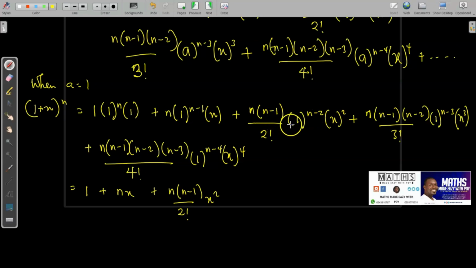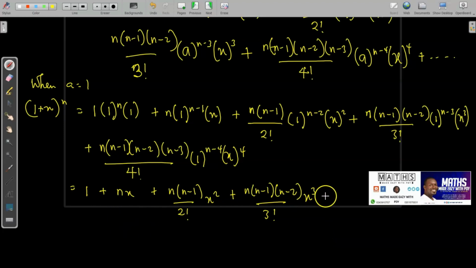Yes, sir. Then we come to this one. We're going to have it as the whole of this here is going to be 1 and x cubed. So we have the factor as n times n minus 1 times n minus 2 all over 3 factorial. Then we have x cubed. Do you agree?